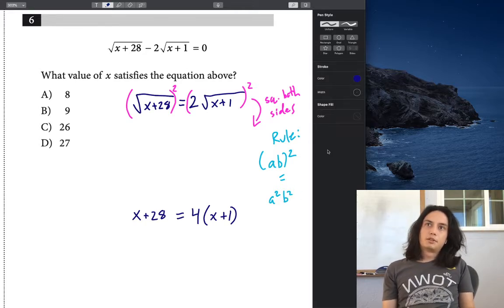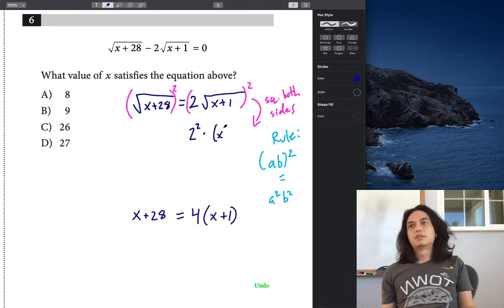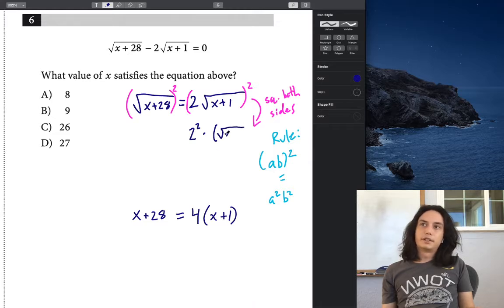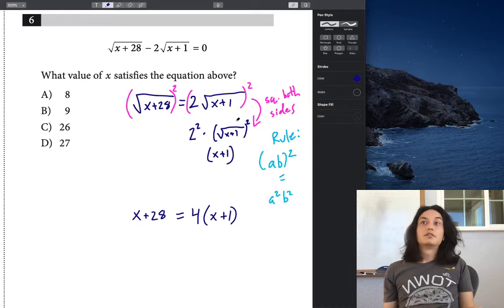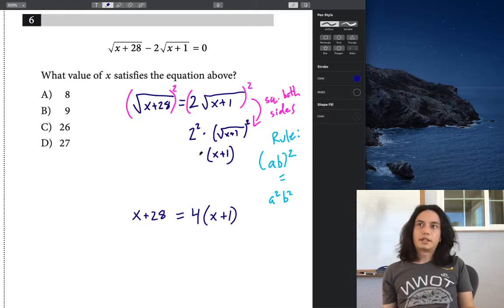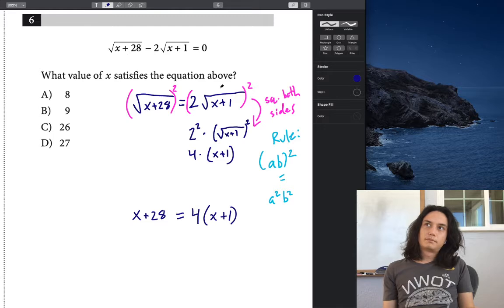So just to be a little bit more explicit about this, this is 2 squared times x plus 1. I'll write it like this: 2 squared times the square root of x plus 1 squared. And then the same thing's up here. The square root of x plus 1 squared, that's x plus 1. That times 4. All right, that's how we get here.